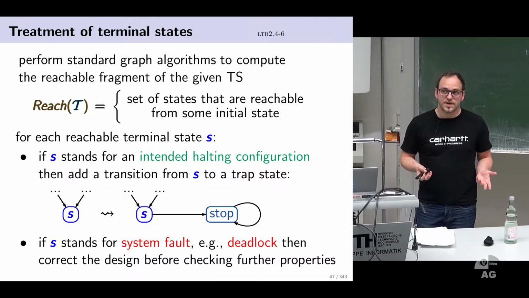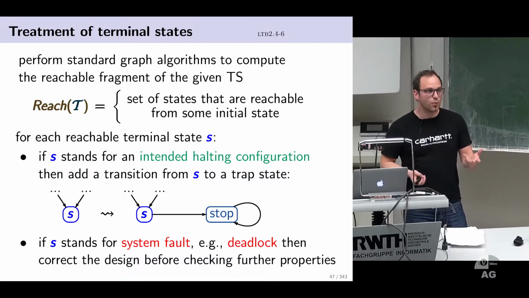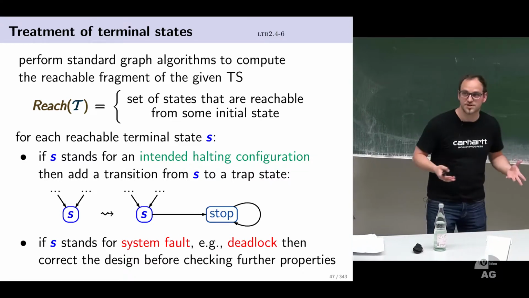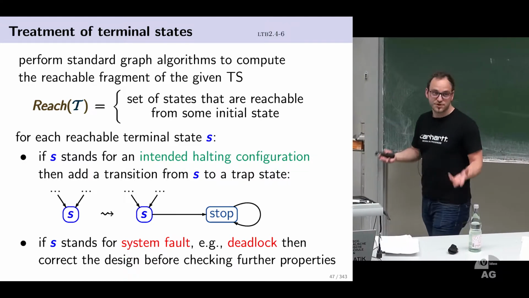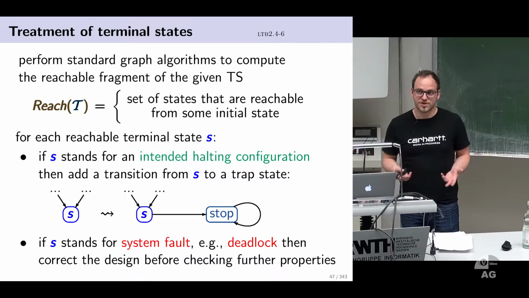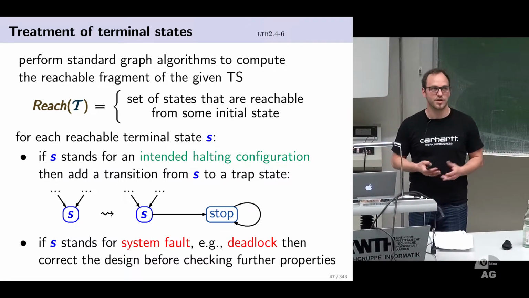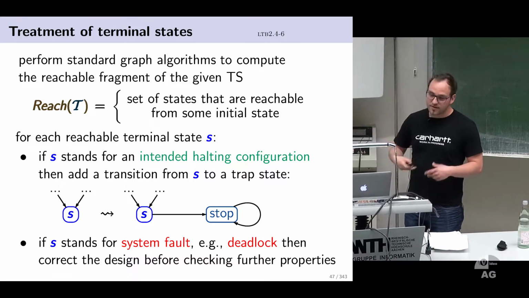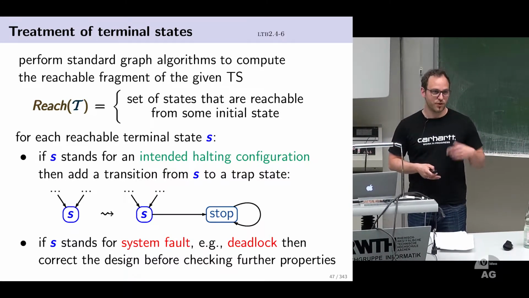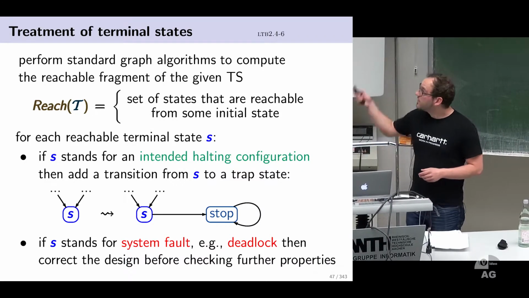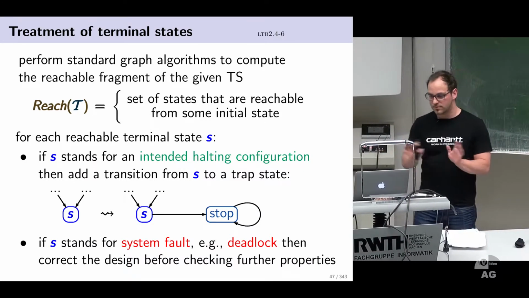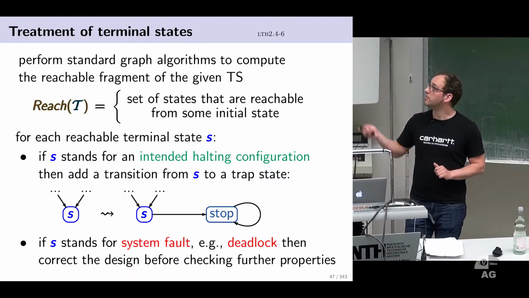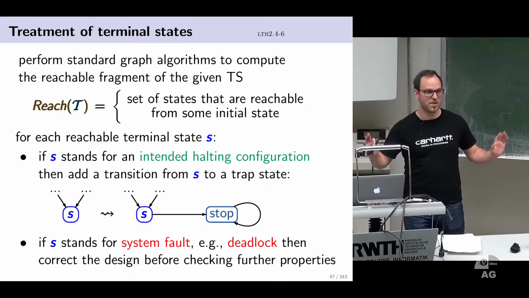And the second category is that you didn't want this state to begin with in your transition system. You don't want it to be terminal, but then you should fix it, right? Because potentially it can be a deadlock in your system, and you don't want deadlocks. But then you should refine your design before moving on, right? So given this reasoning, we're going to assume no terminal states in our transition system. And if you have some, we can get rid of them somehow.